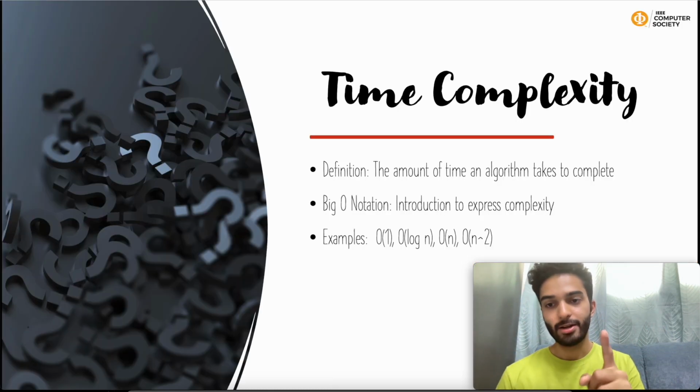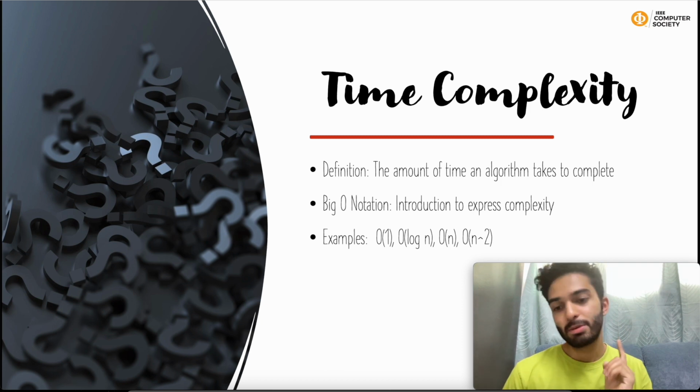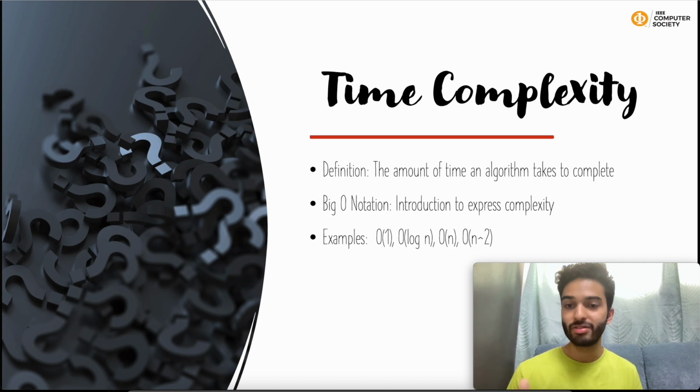So let's get started. What is time complexity in a single line? I would say the definition of time complexity is the amount of time an algorithm takes to complete. In other words, you can say it is the rate at which the time taken changes with respect to the input size. And it is denoted in big O of n notation.